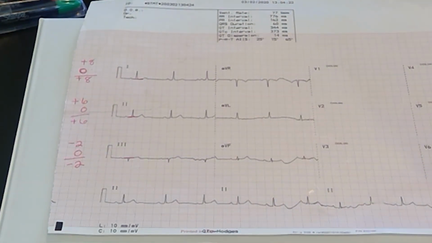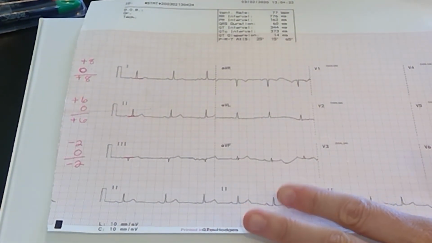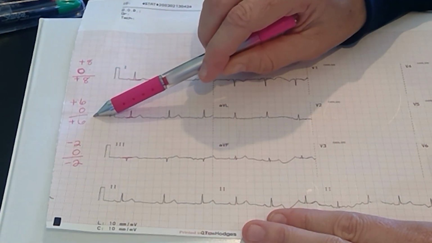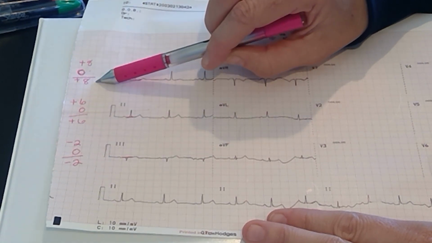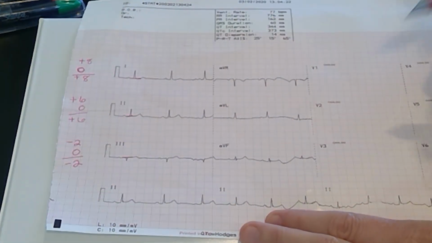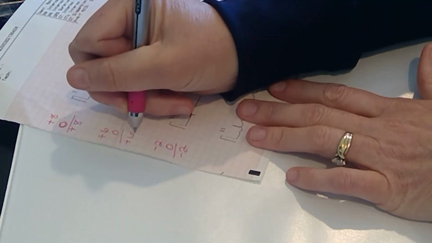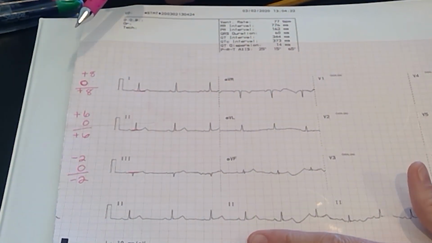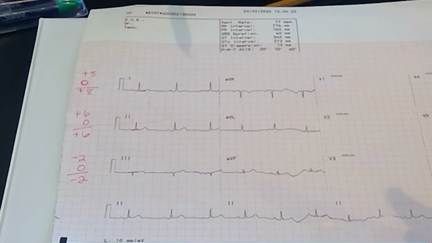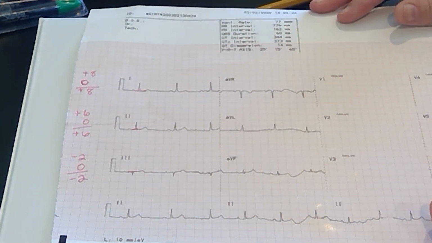Now let's prove Einthoven's law. Einthoven's law says lead 1 plus lead 3 equals lead 2. A positive 8 plus a negative 2 is a positive 6. So my tracing proved Einthoven's law. It doesn't get much better than that. If you came close to about 1 to 2 millimeters, then I would consider that successful. Maybe you have a lot of background noise, or maybe it was difficult to get your measurements.